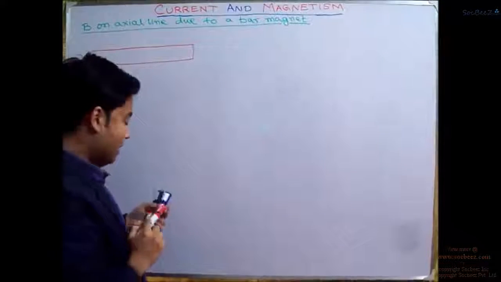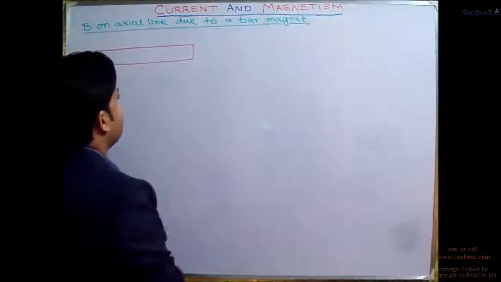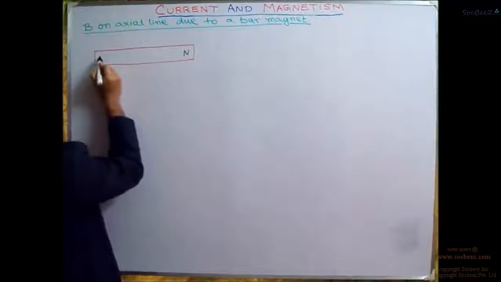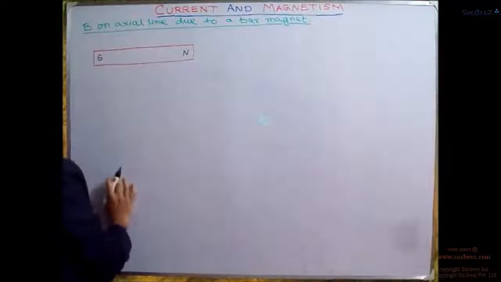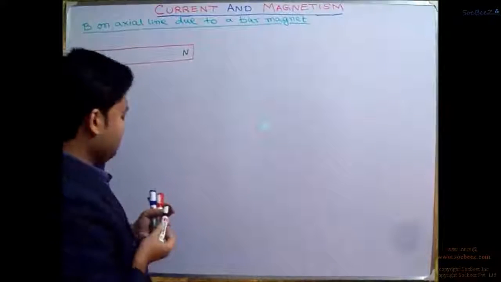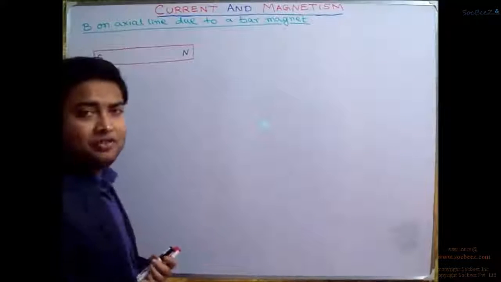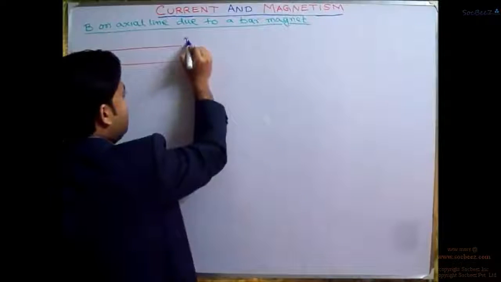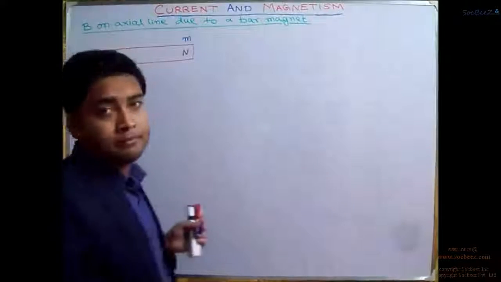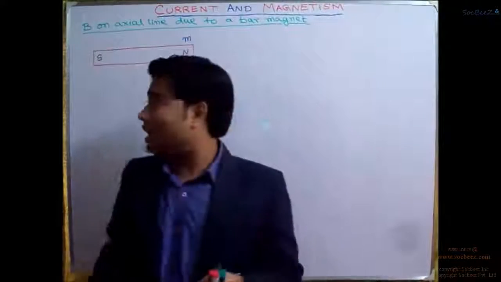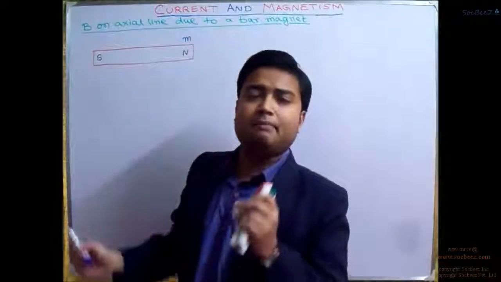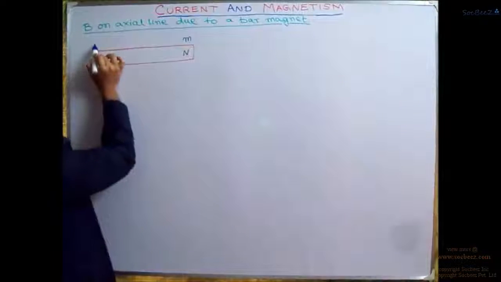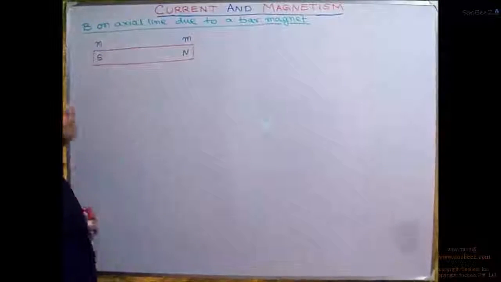right? And over here there is the North Pole and this is the South Pole. Now the North Pole will be having, say for example, the pole strength equal to small m, and likewise the South Pole of that very same magnet will be having the pole strength equal to m.